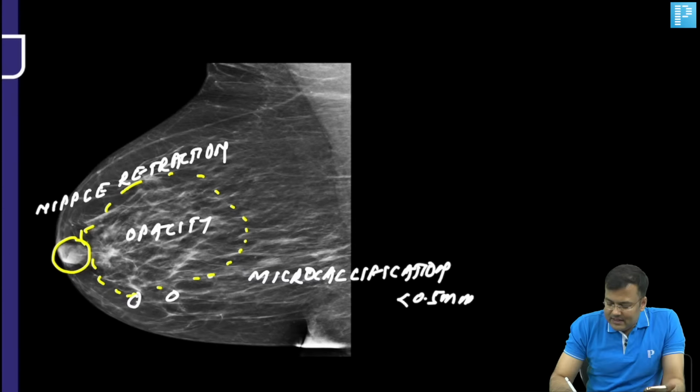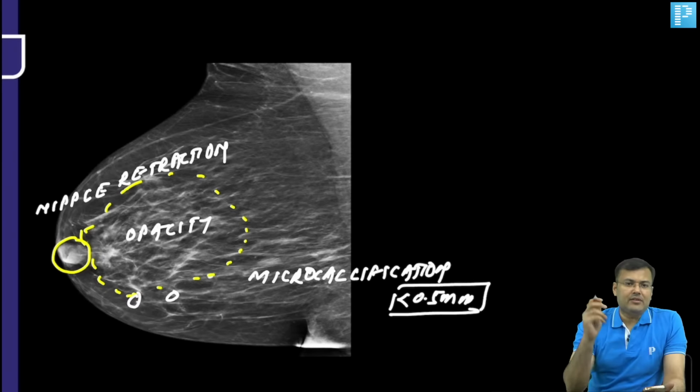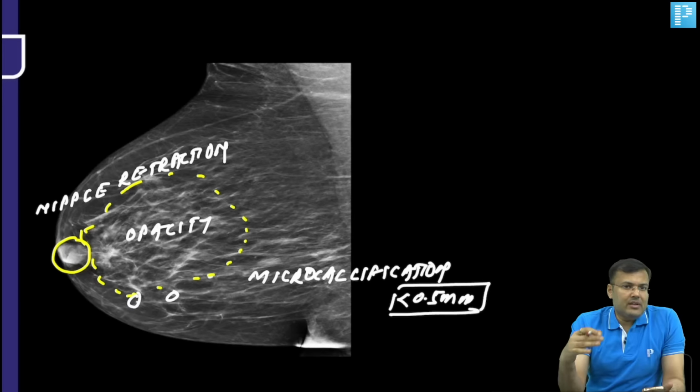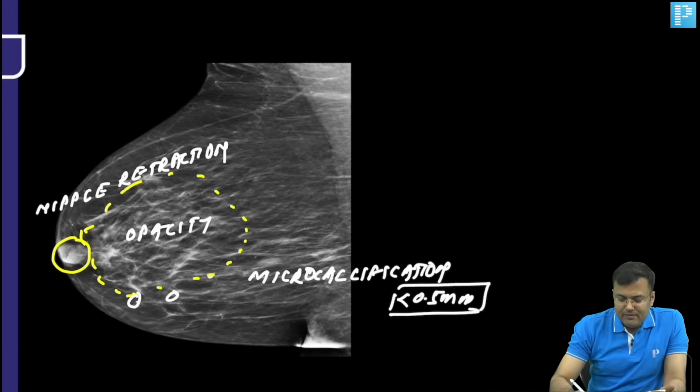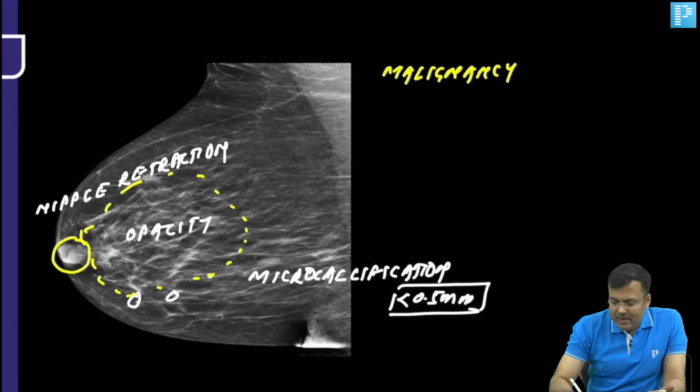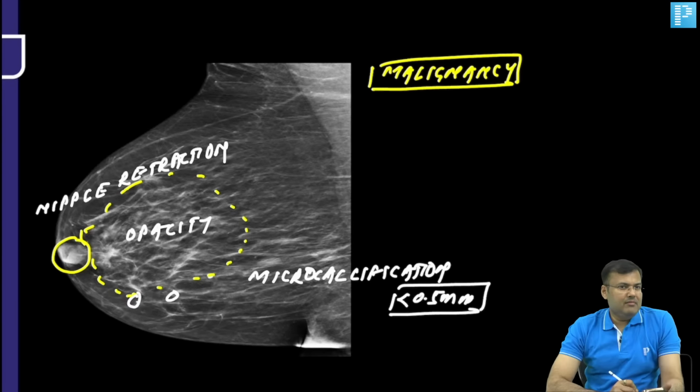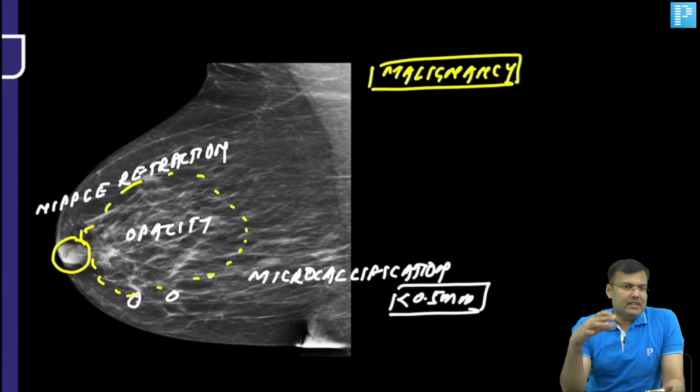So are these findings suggestive of malignancy or a benign disorder? Tell me. Nipple retraction, irregular opacity, microcalcification, these findings are suggestive of carcinoma or is it a benign disorder? Yes, obviously it's malignancy. So guys, it is suggestive of breast cancer. So this patient is having malignancy, right? Malignancy.